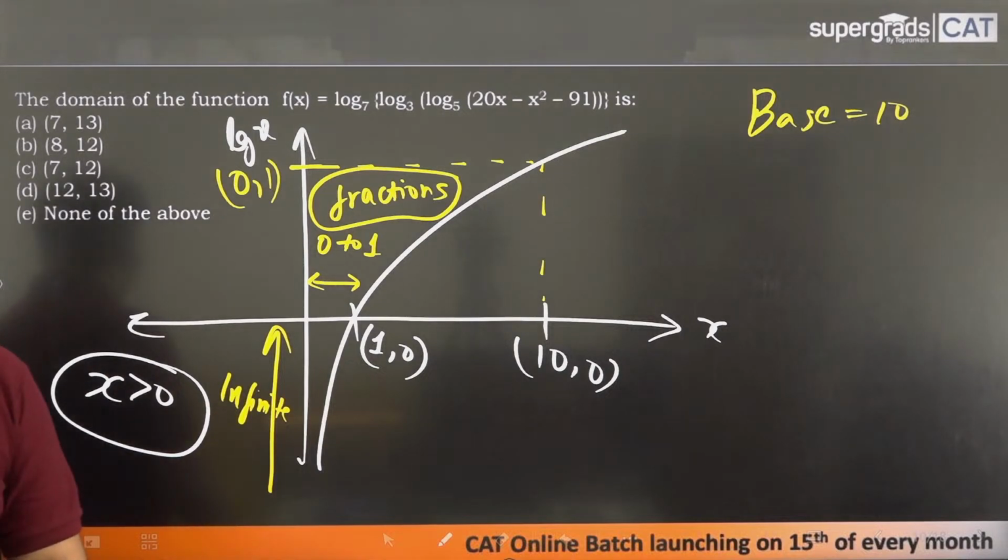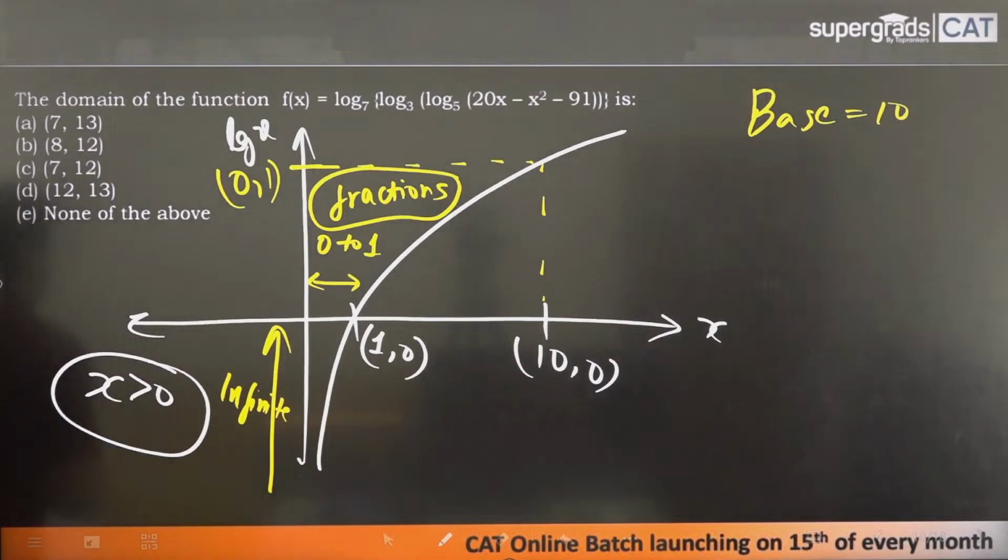Is that clear, all of you? Kashish, Tanu, Sati, Vishal, is that clear?